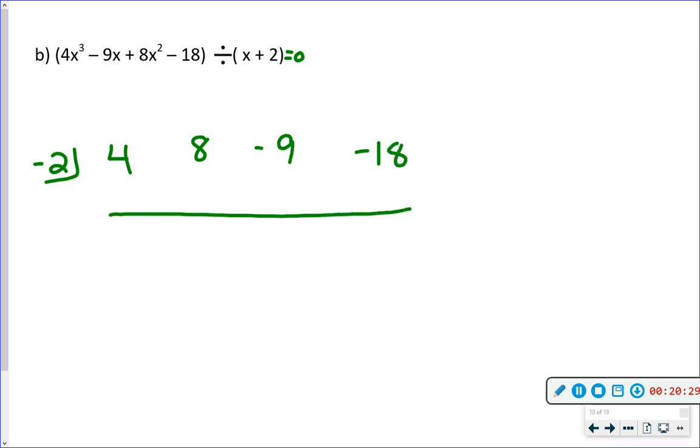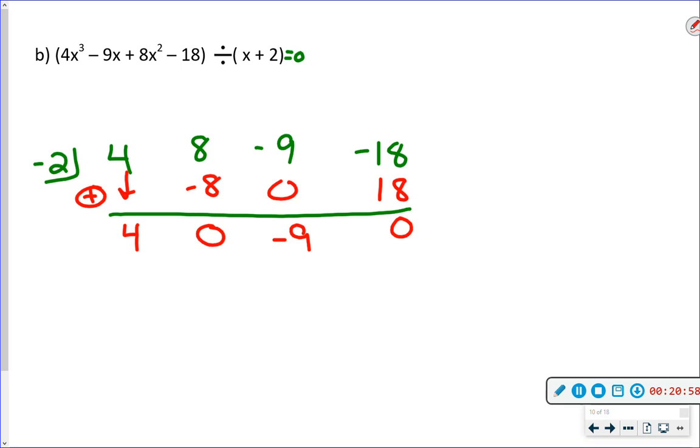Okay. First number always just drops through. Any number below the line you multiply with your divisor. So -2 times 4. And we add these together. -2 times 0. Add. -2 times -9. Add. Again, remainder 0. They're not always all 0. I'm just starting with some easy small numbers to kick it off.